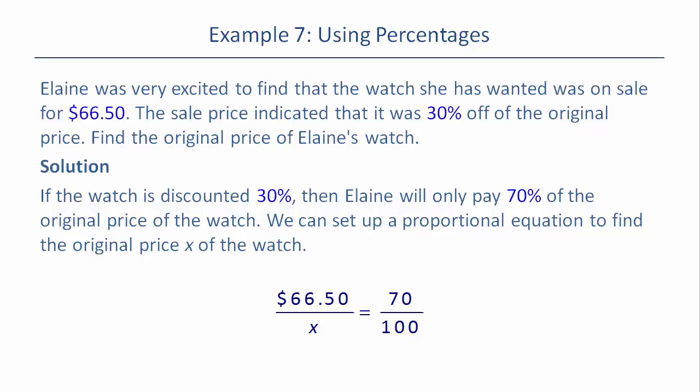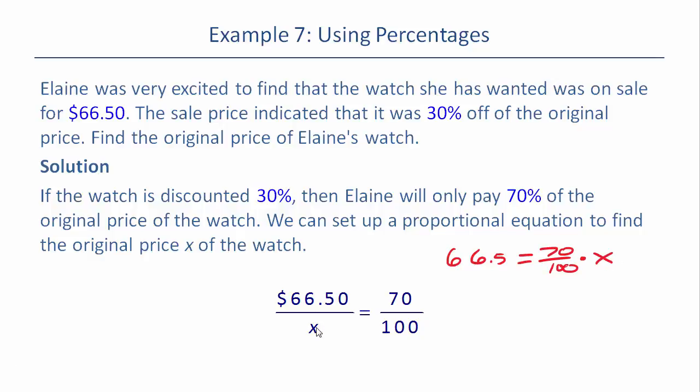I would never set it up the way the book does here with ratios. I would instead translate the words to math and say 66.5 equals 70% of, and of is multiplication, the original price, which is what you'd have to find to solve this.